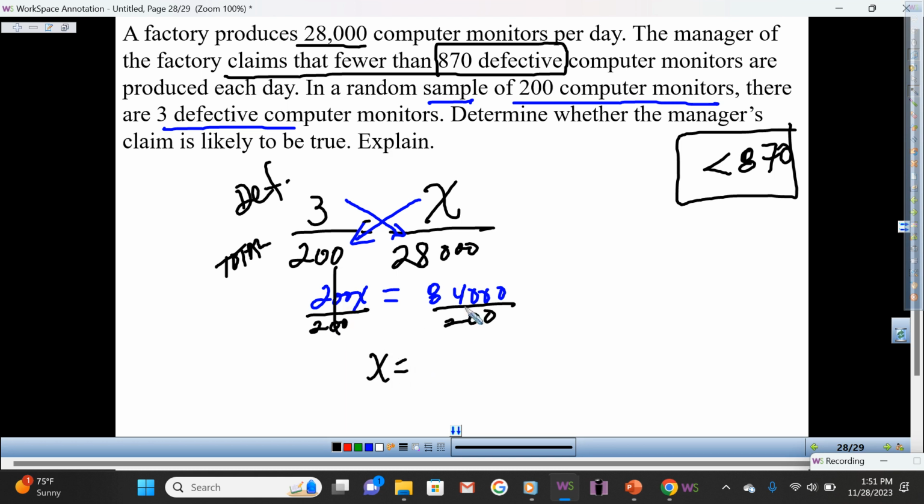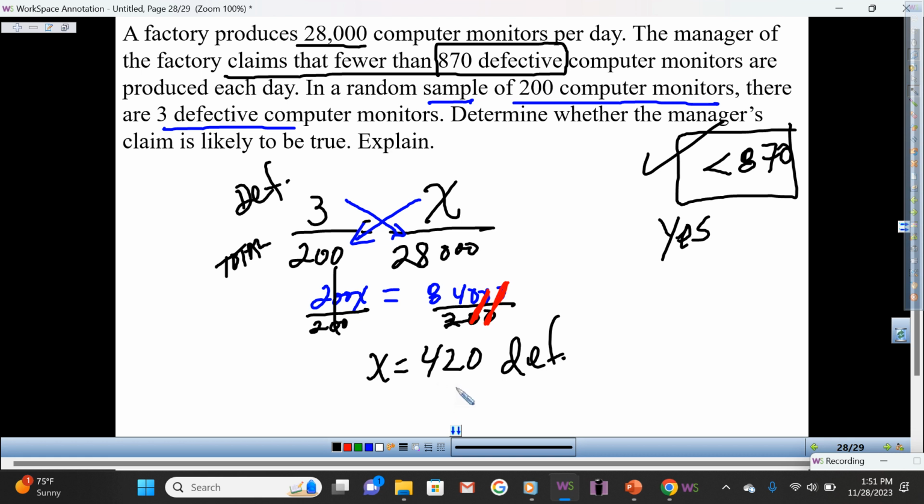X equals, take away 2 zeros here from the end, top and bottom. So what is 840 divided by 2? 420. So according to the sample that was given, in a day of producing 28,000 monitors, how many are going to come out defective? 420. Was the manager right? Yes, because we got the number of 420 defective.